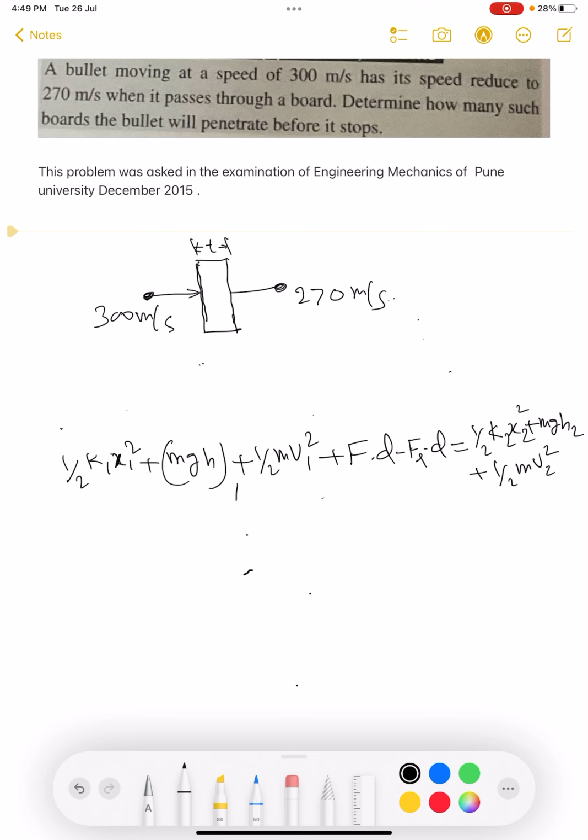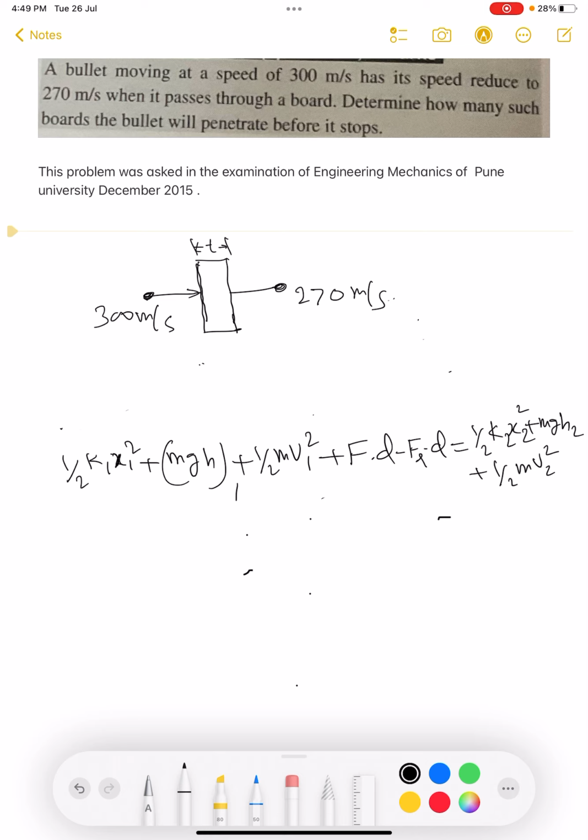Now, what you are asked is how many boards we require so that the velocity when it emerges out is 0. Because when it stops, that means the final velocity should be not 270, but 0. That means you have to add many more such boards.